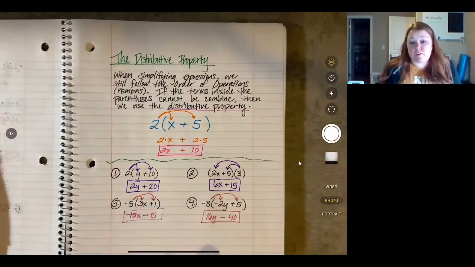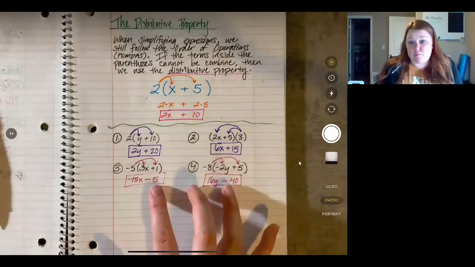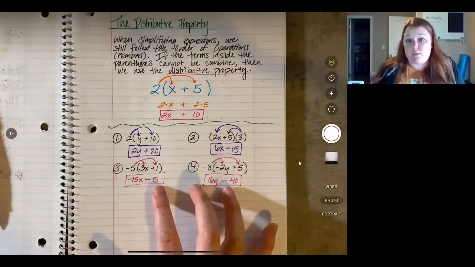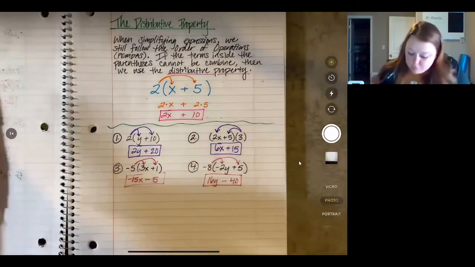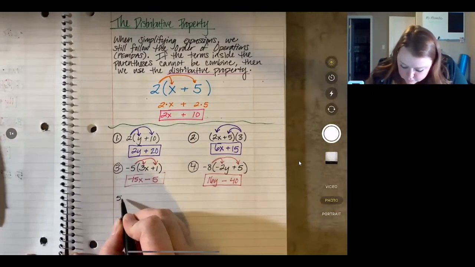And the reason why these are my final answers is because I can't simplify any further. I can't combine like terms. Okay. Next up, number 5 and 6.